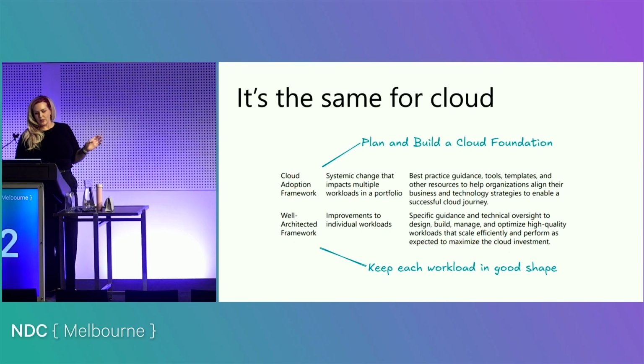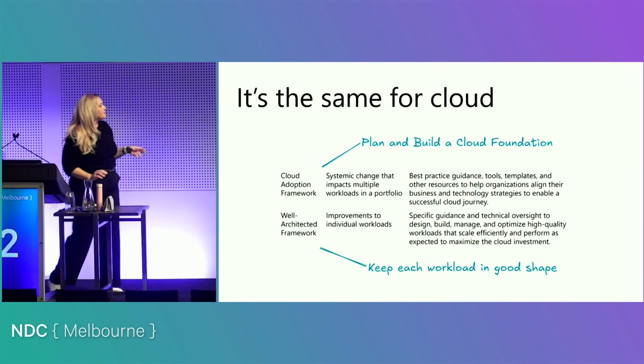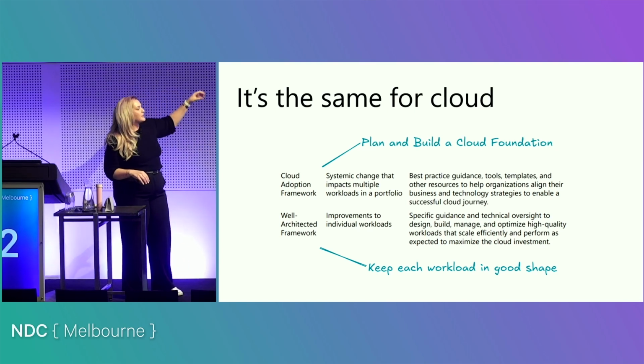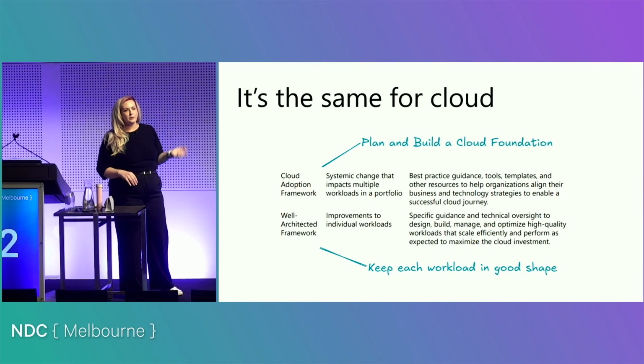And it's the same when you go to the cloud. So the equivalent of a Metricon house is like the Cloud Adoption Framework. So if you think about the Well-Architected Framework in Microsoft, I don't know if anyone's ever heard of that.